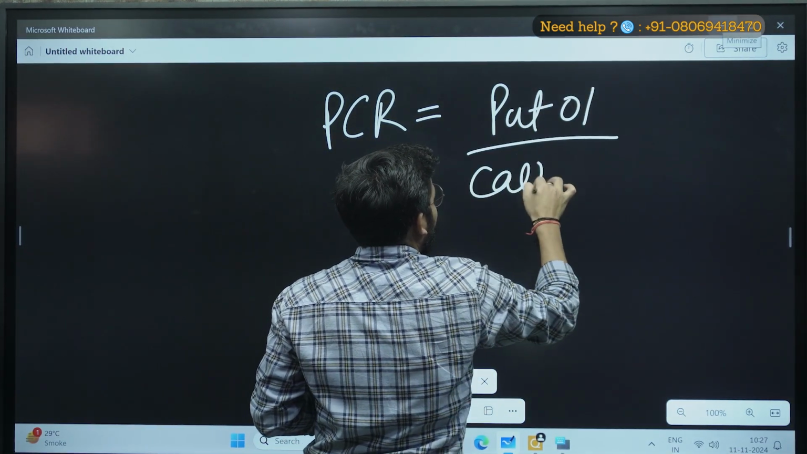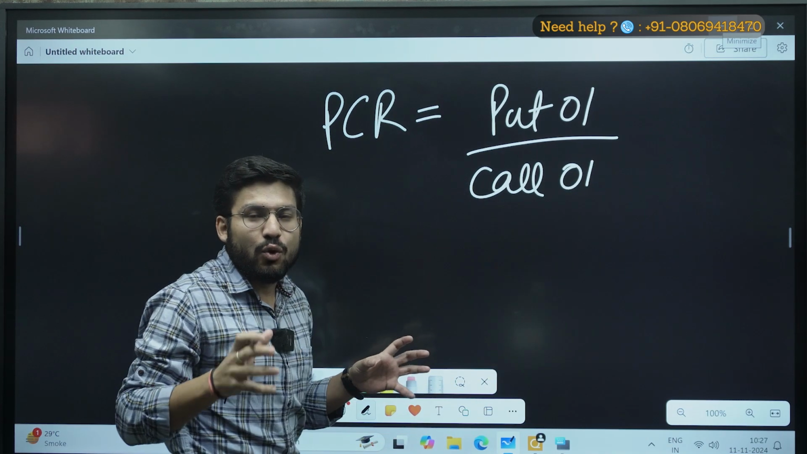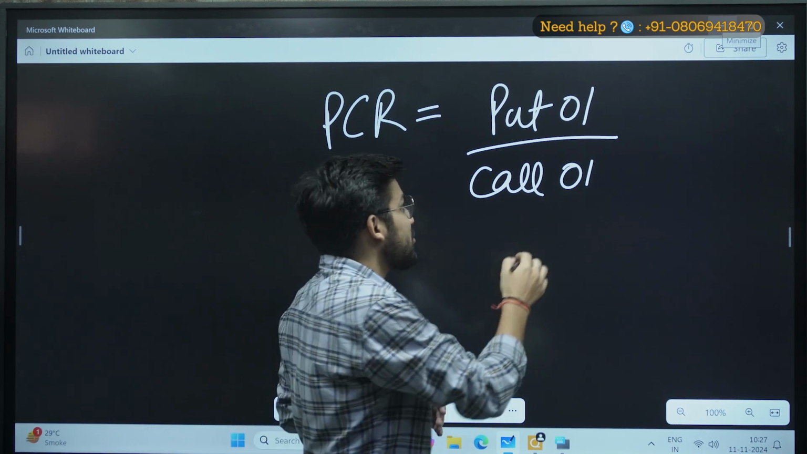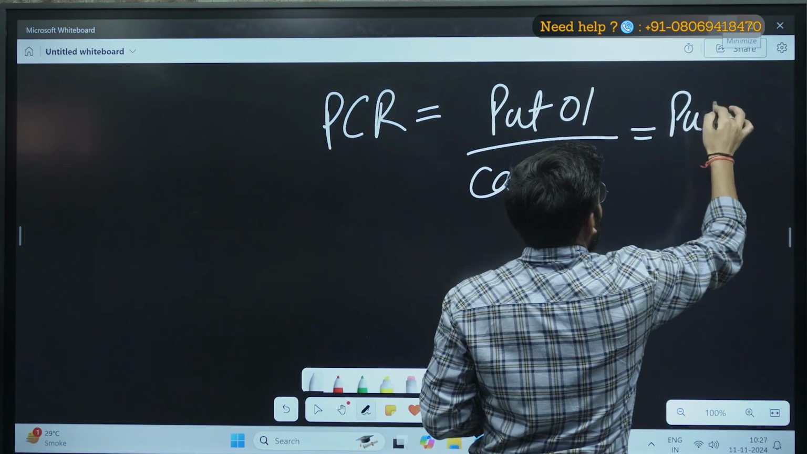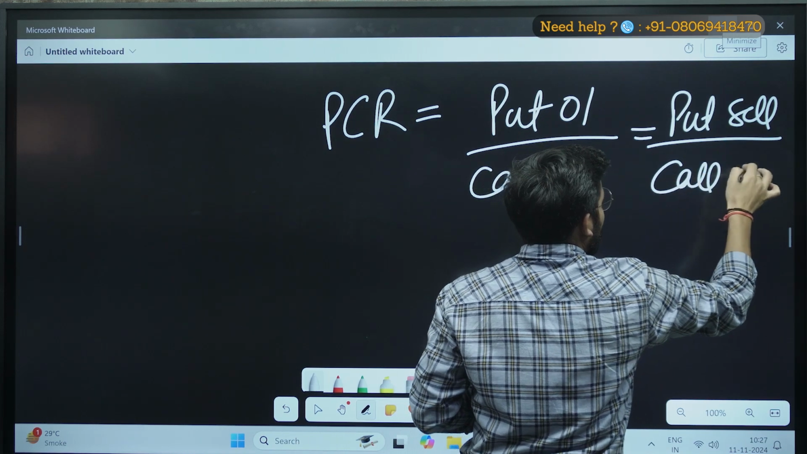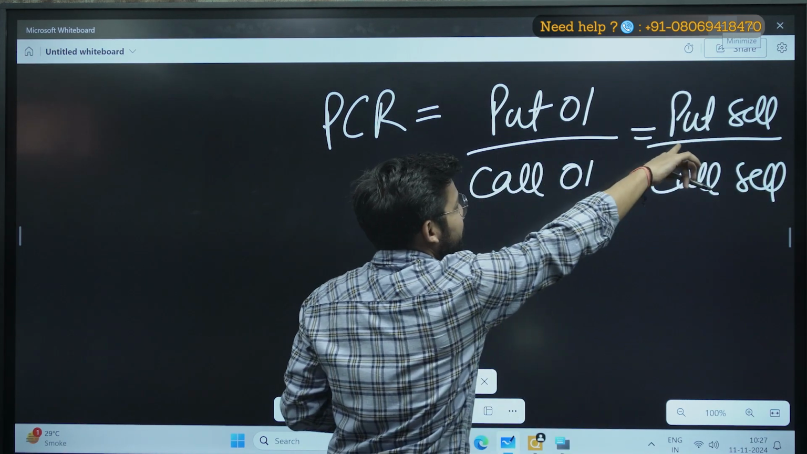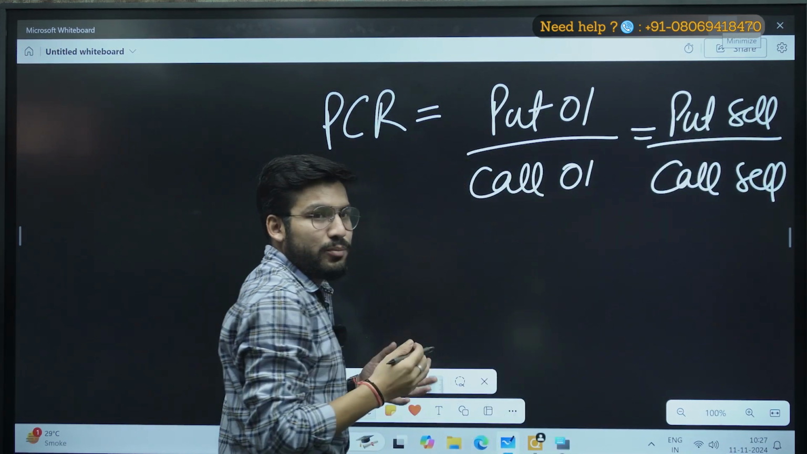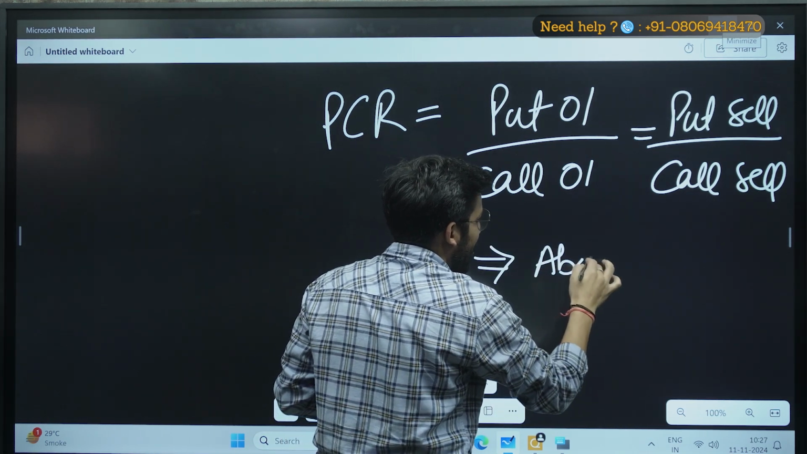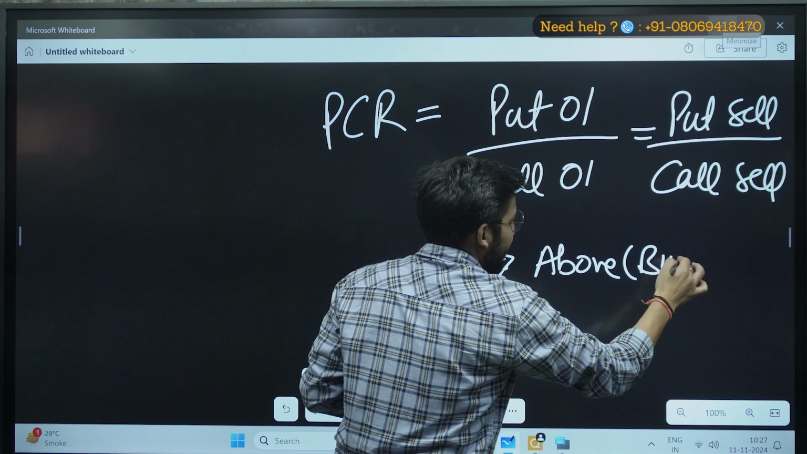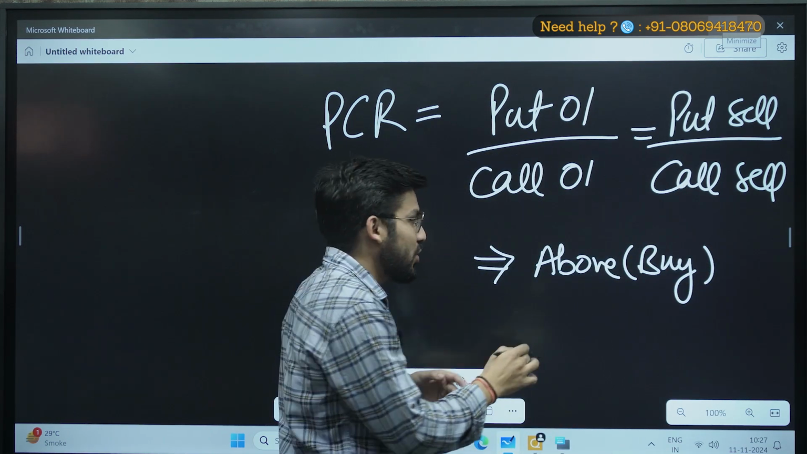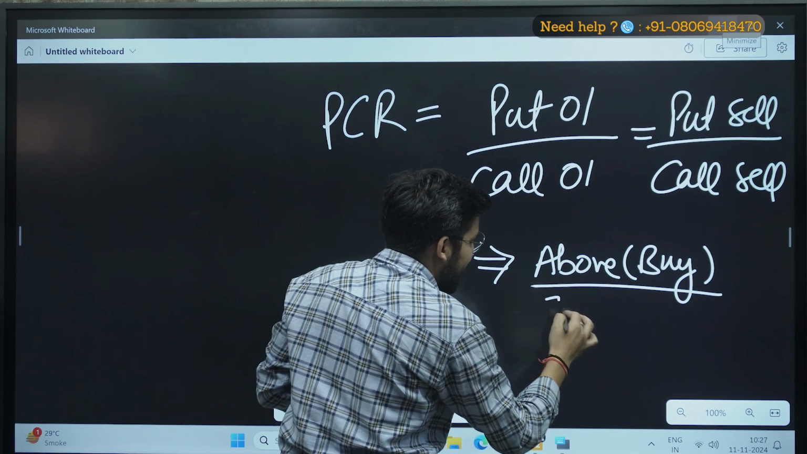Whenever we are talking about open interest in options, we usually interpret OI in terms of the seller. So we can say it is put seller in ratio to call seller. Now if there are put sellers, it means they want the market to go above, or it means buy, right? Similarly, if there are call sellers, they want the market to go below. So that is my sell side.